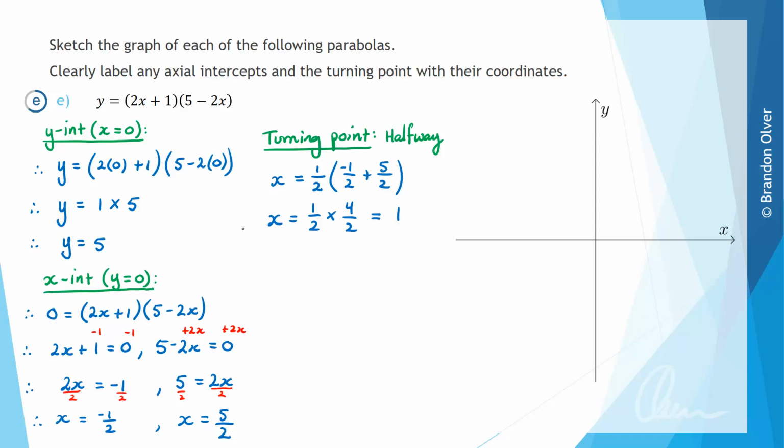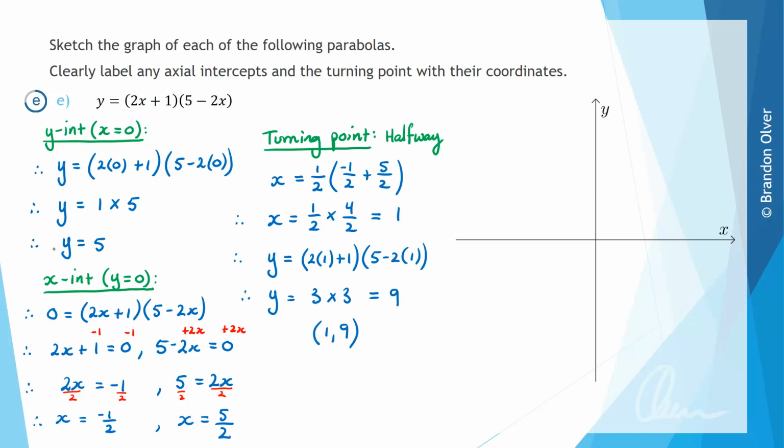Then to find the y value, so if that's the x value, to find the y value of the turning point, we sub 1 back into our equation. So that's going to be 2 times 1 plus 1 in the first bracket, and then 5 minus 2 lots of 1 in the second bracket. So that will give us y is equal to, the first bracket is 3, and the second bracket is also 3. So that gives y equals 9. So the turning point is 1, 9 for this graph.